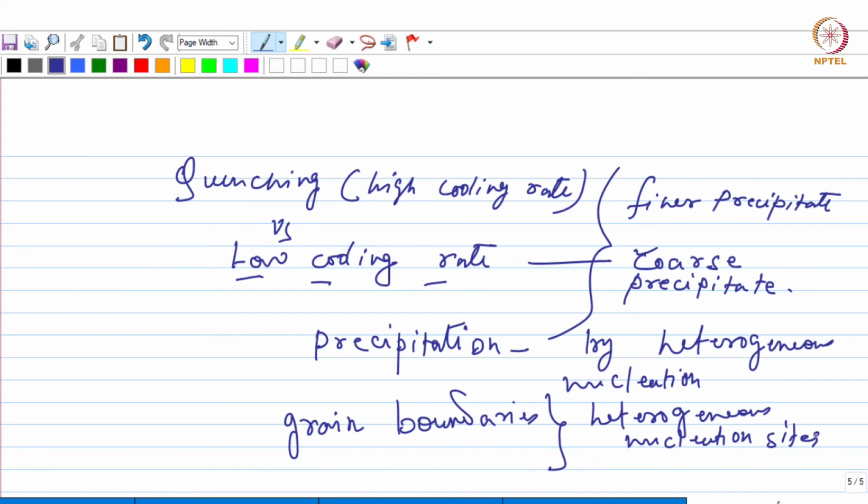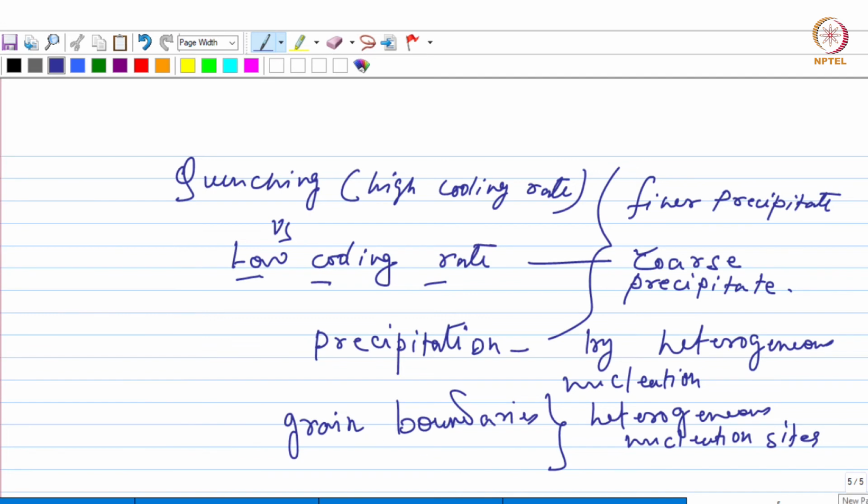And this is not good for many of the properties such as the fracture toughness. If you have a phase forming along the grain boundaries, it can lead to intergranular kind of fracture, and that can lead to a decrease in the fracture toughness, right? So that is another issue that you might have when the cooling rate is low due to the formation of these precipitates along the grain boundaries.